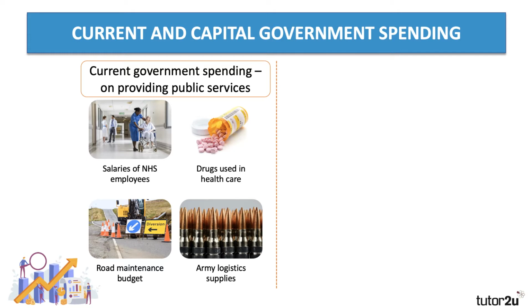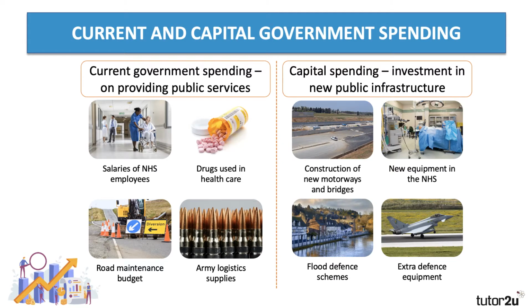That's current spending, whereas capital spending is included in investment. It's spending by government on capital infrastructure: new motorways and bridges, new equipment used in health services, new schools, flood defence schemes, new defence equipment, etc. So the government clearly has a big role to play. The capital investment appears in I, in C plus I plus G plus X minus M. So the G bit is government spending on public services.